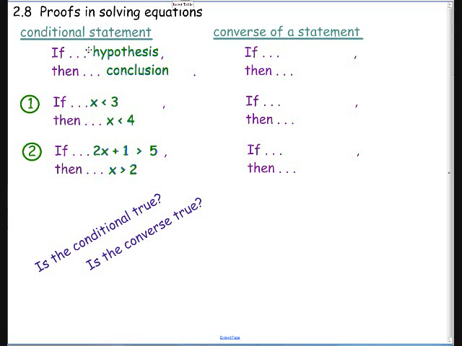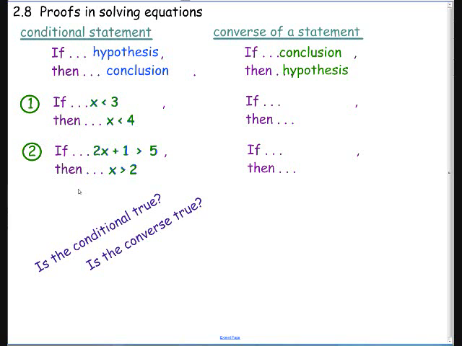If is the hypothesis, then is the conclusion. Remember this from geometry, don't you? The converse of a statement, you take your conclusion and you put that as your if, and you take your hypothesis and you put that as the then. So let's try it out.